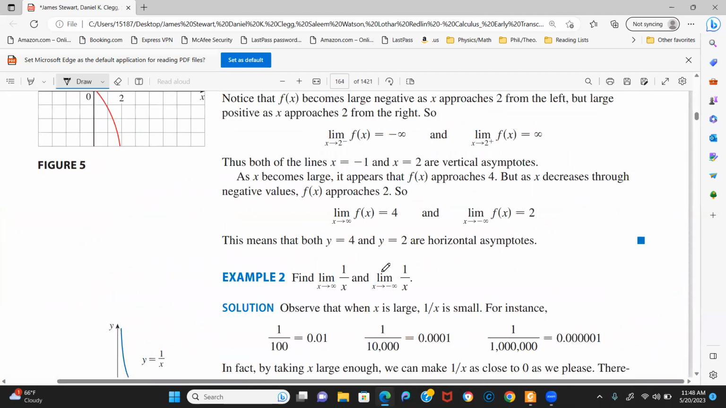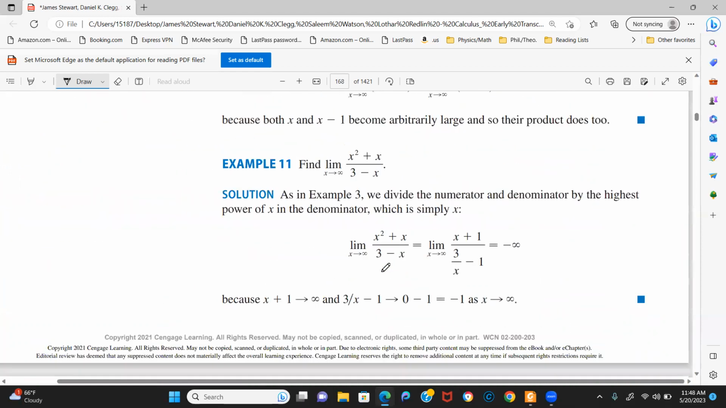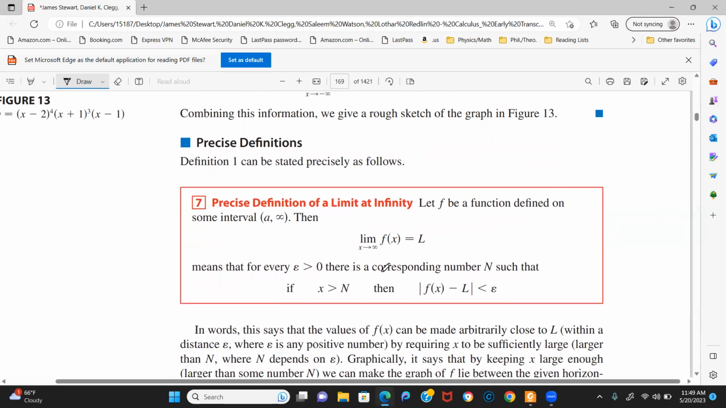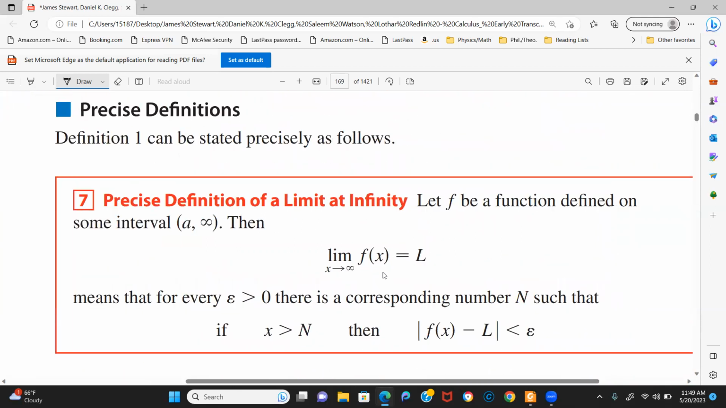So let's go down to the precise definition. I'm going to jump ahead and then we'll cover all this material. All right, so here's the precise definition of a limit at infinity. We're going to take f to be defined on some interval a to infinity, and then this notation, which we have an intuitive understanding of, means the following. It has this more rigorous formulation.